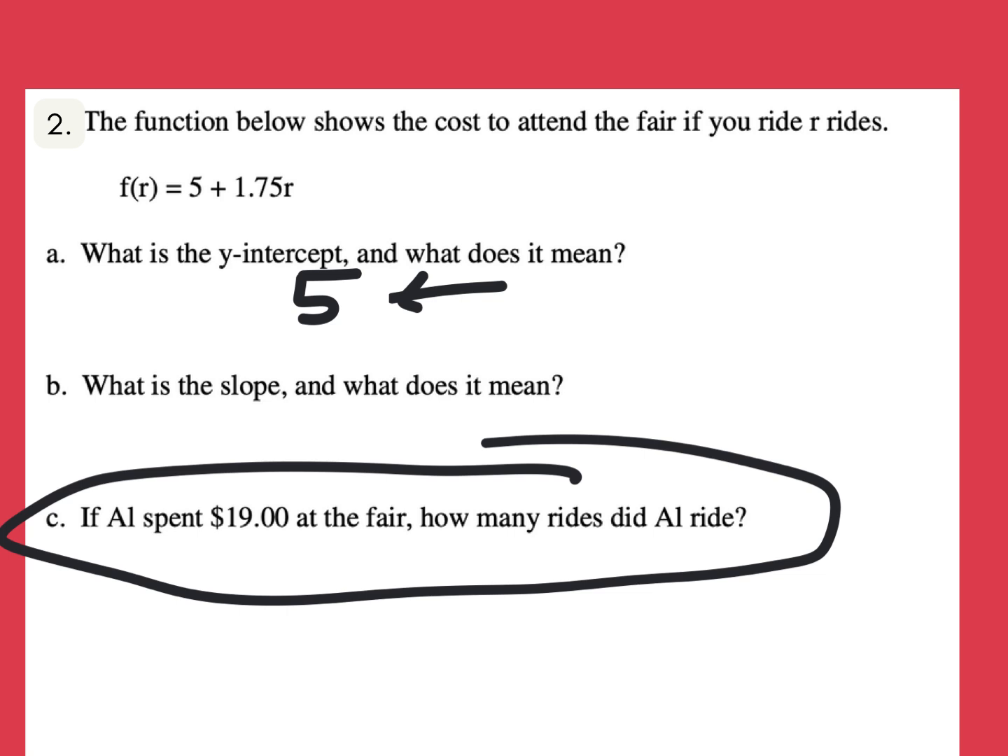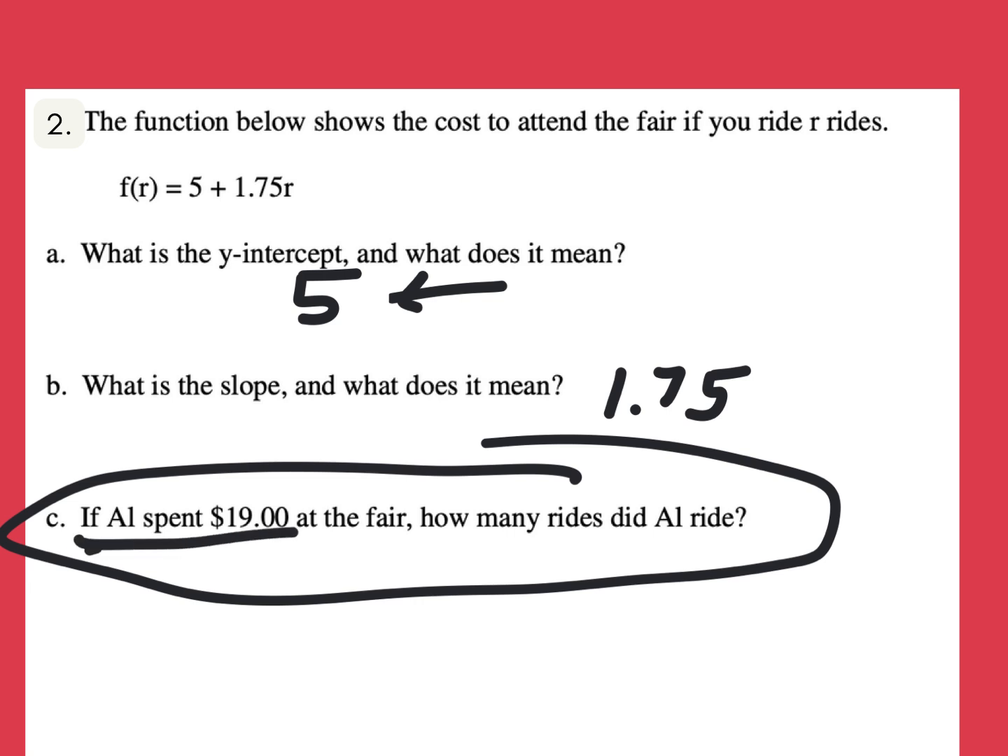Next up, row 1, person 6. Amina, that's you. What is the slope in this problem? And what does that mean in the context of this problem? The cost per ride. Very good. So it costs you $1.75 for each ride that you do.